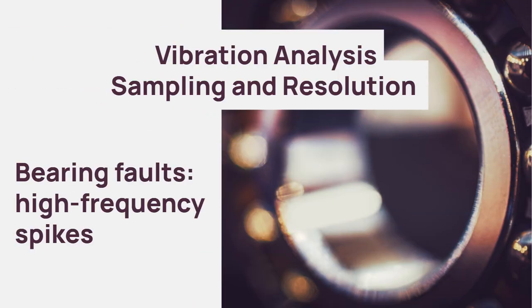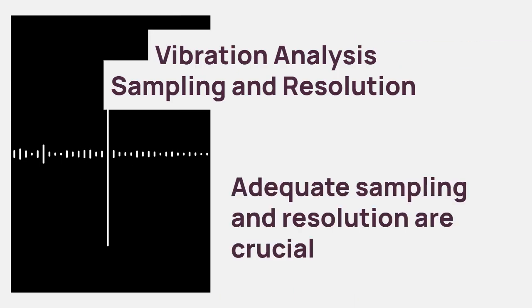Consider monitoring a rolling element bearing. Faults often reveal themselves as high-frequency spikes, sometimes masked by other vibrations. Without an adequate sampling rate, these spikes might disappear, and the diagnosis could be missed. Insufficient resolution might cause fault frequencies to overlap with background machine noise.